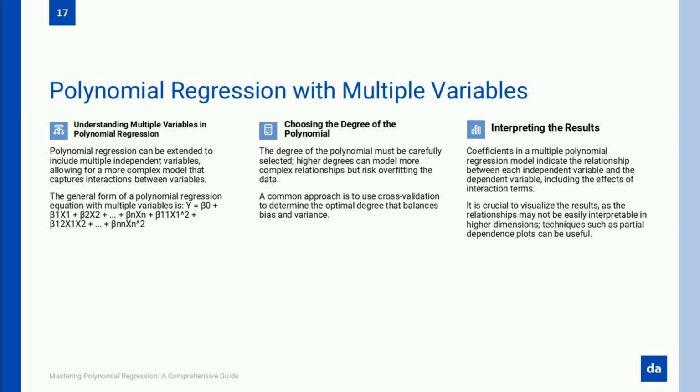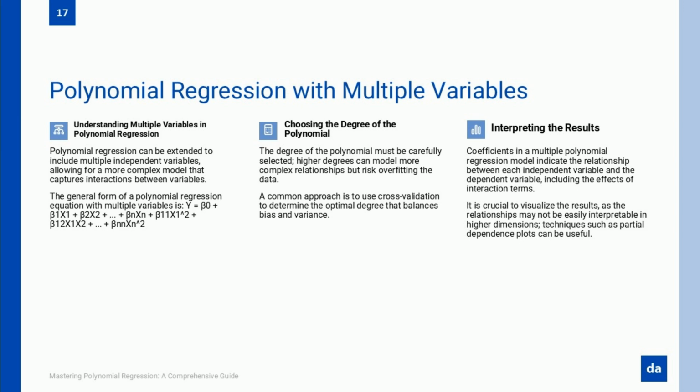For example, a second-degree polynomial regression model with two independent variables, x1 and x2, would look like y equals a plus b1x1 plus b2x2 plus c1x1 squared plus c2x2 squared plus dx1x2. This equation includes linear terms, squared terms, and an interaction term, which captures how the two independent variables influence each other. Higher degree polynomial models introduce additional interaction terms, allowing for even more complex relationships to be modeled.